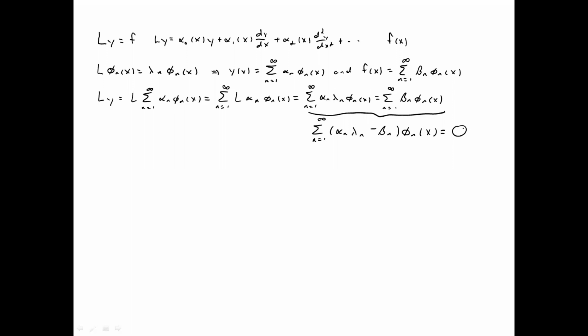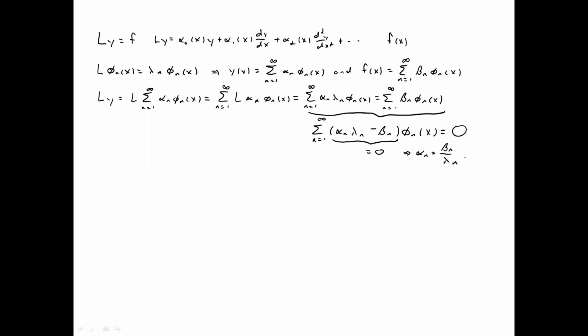That's equal to 0. Okay, now, wait a minute. If this is a complete set of eigenfunctions, and this is equal to 0, what can you tell me about this? It has to equal 0. This has to equal 0 as well. Okay. So what we have is that alpha n is equal to beta n over lambda n.